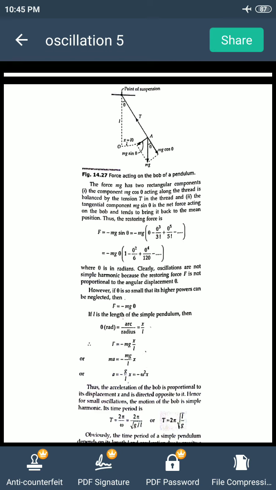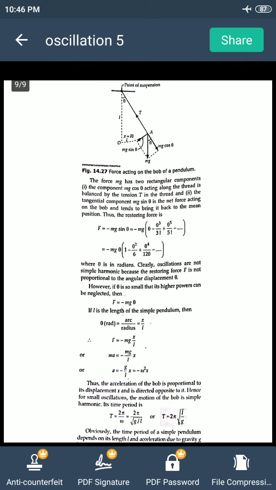It is clear that the oscillations are not simple harmonic because the restoring force F is not proportional to the angular displacement theta. In the differential equation d2x by dt square equals minus omega square x, it is not there. So we cannot say that this oscillation is simple harmonic motion. But if this theta, whatever angle the thread makes with the vertical, is so small that the higher powers can be neglected, we consider only the mg theta term and the other terms can be neglected.